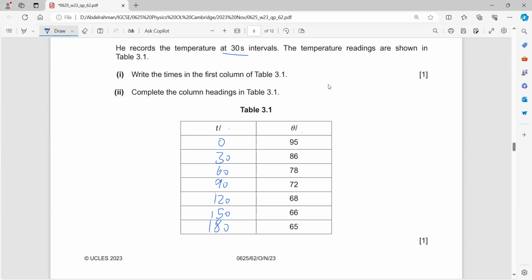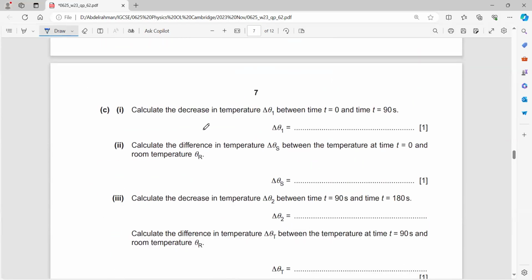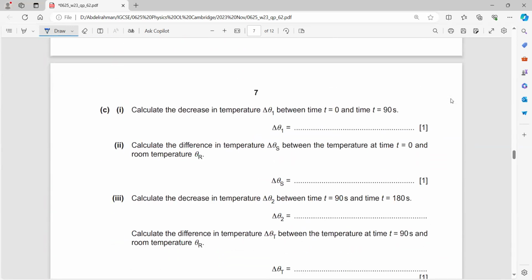What about the column headings? Temperature in degrees Celsius. Yes, bravo. And I took 3 very easy marks. Calculate the decrease in temperature between 0 and 90. 95 minus 72 is 23 degrees Celsius.